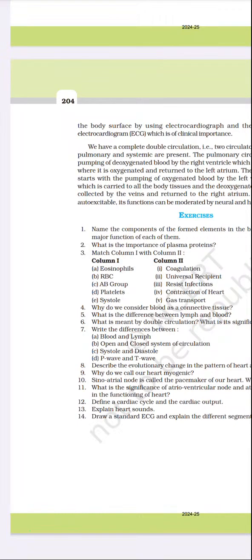Now the next chapter is excretory products and their elimination.